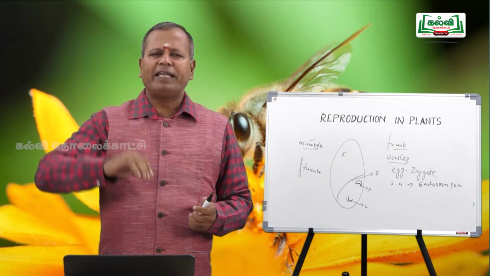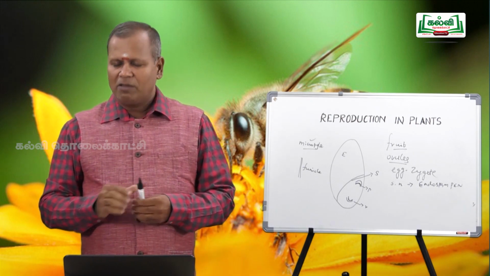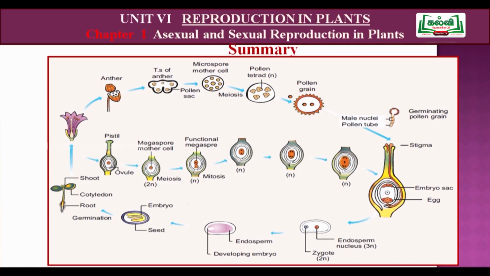Then, a summary of the entire sexual reproduction. See the flower: the fertilized, ripened, matured ovary is said to be fruit. A flower is a modified condensed shoot meant for reproduction, and the fertilized, ripened, matured ovary is said to be fruit.